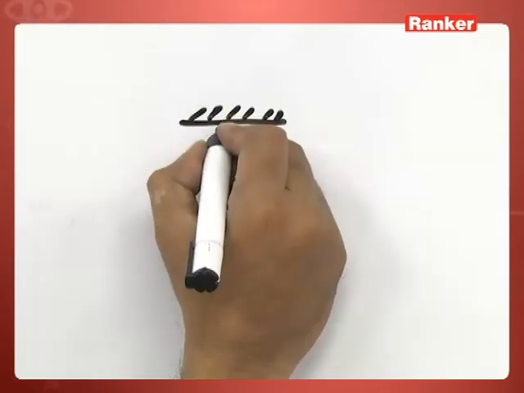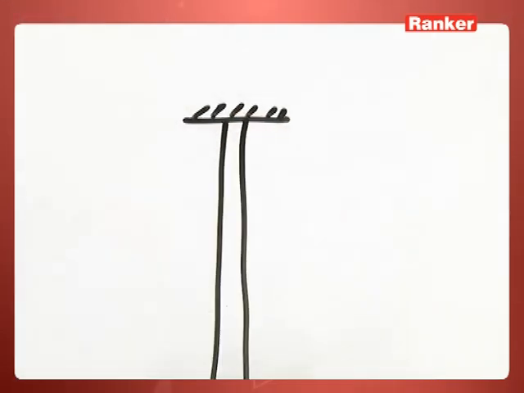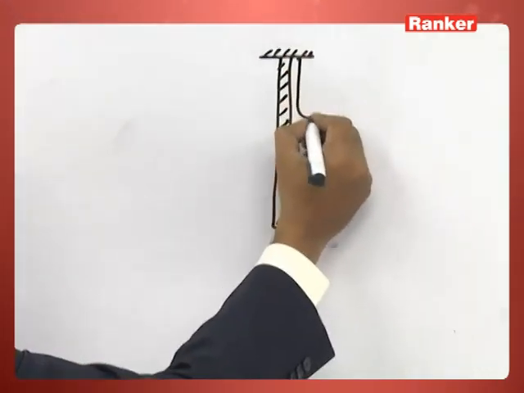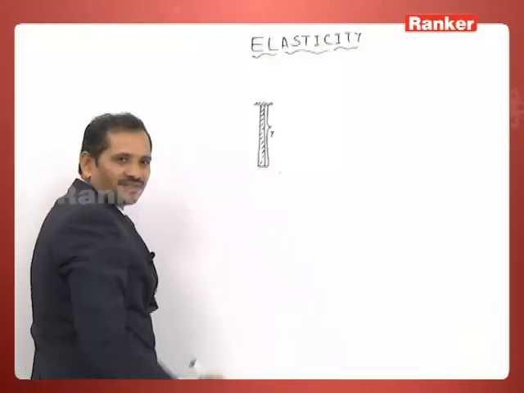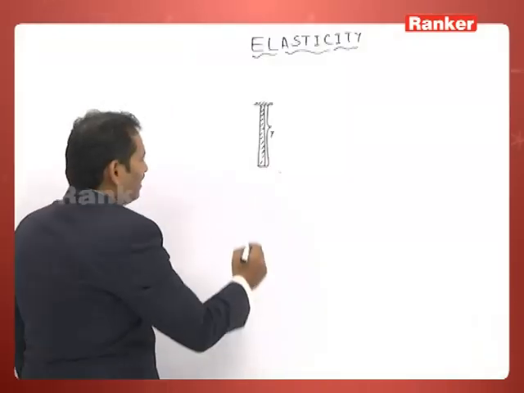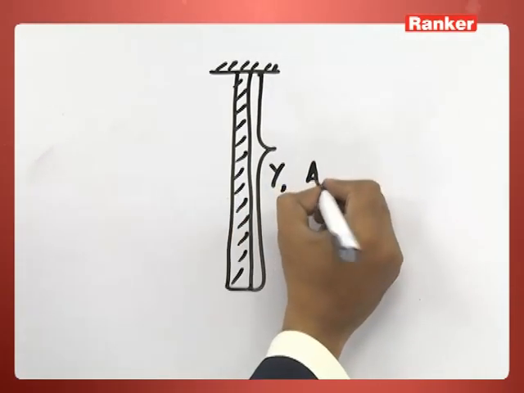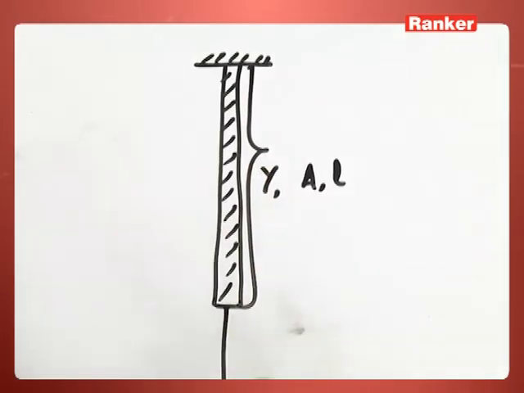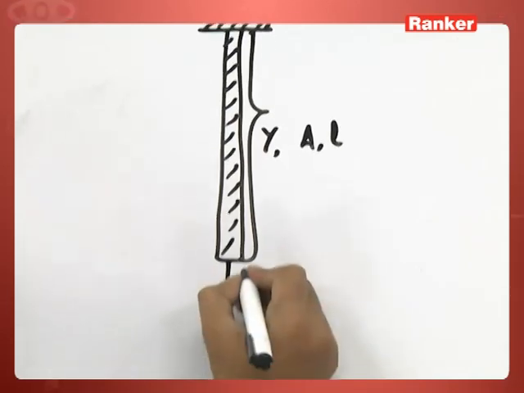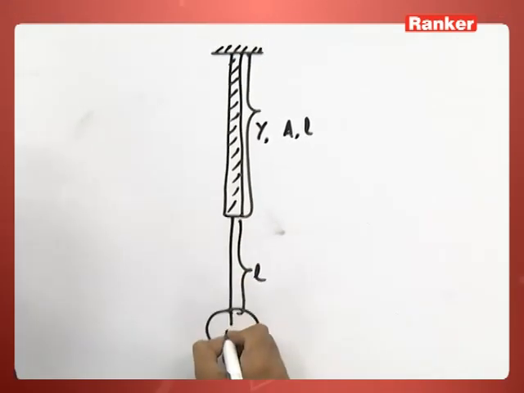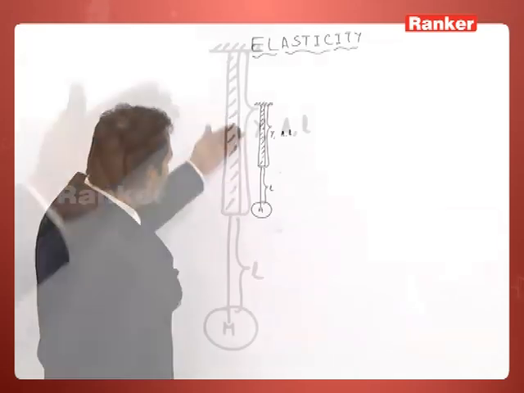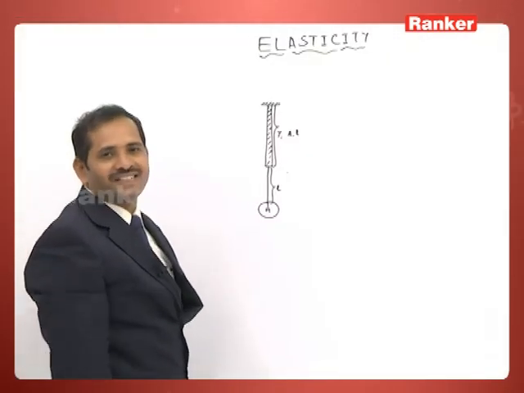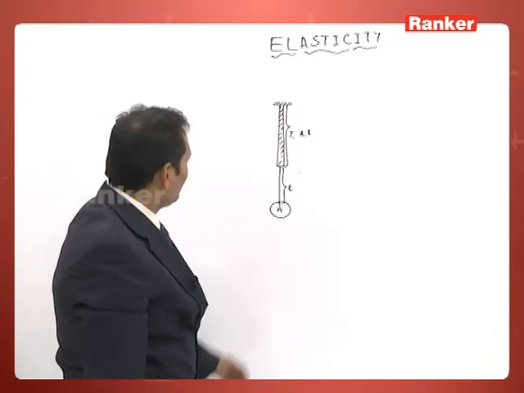Right, look at it please. This is an elastic wire of Young's modulus Y, area of cross section A, and length L, attached to a string of length L, mass M. This combined system is set into oscillation. Then how to calculate the time period of this system?